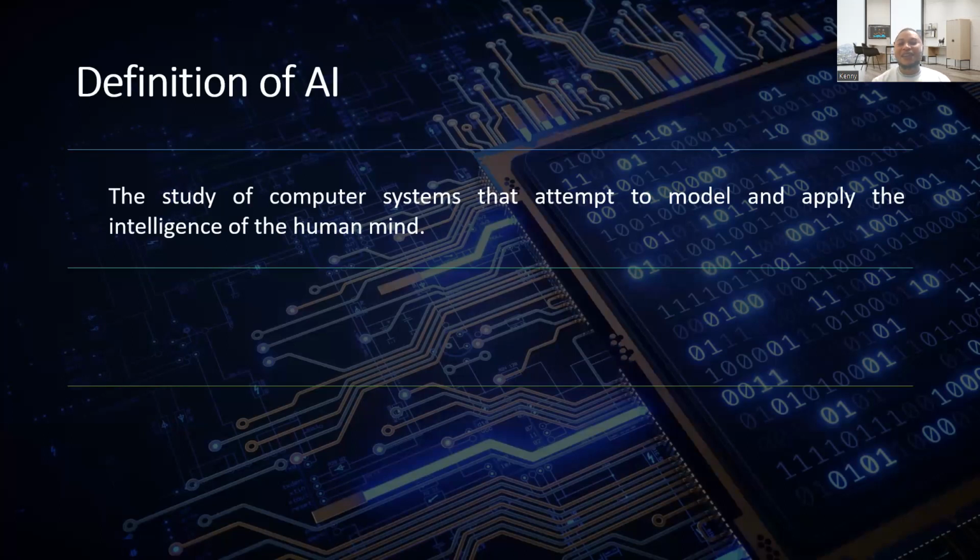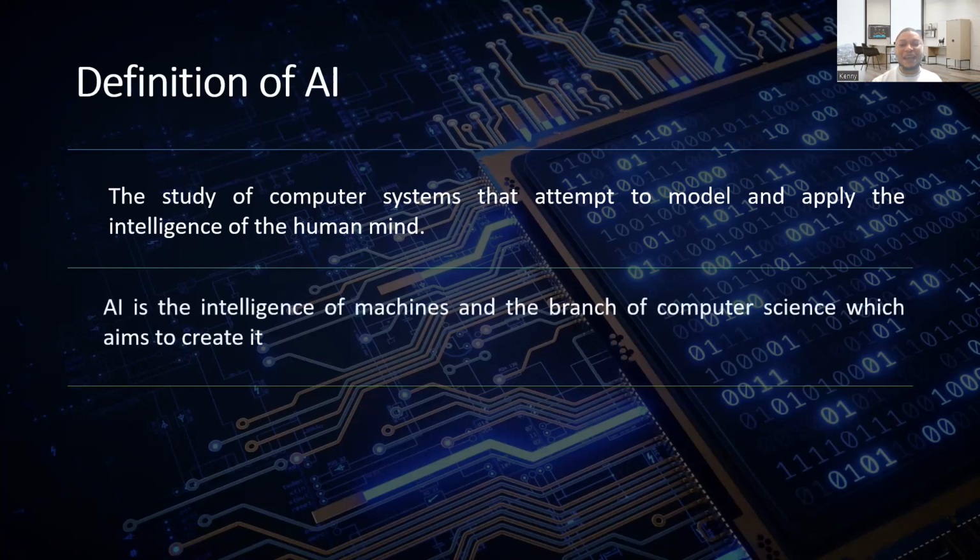But in the other case, this one is artificial intelligence. Artificial in the sense that the intelligence has to do with a computer system mimicking or applying the intelligence of the human mind. You understand that? So that's what artificial intelligence is.